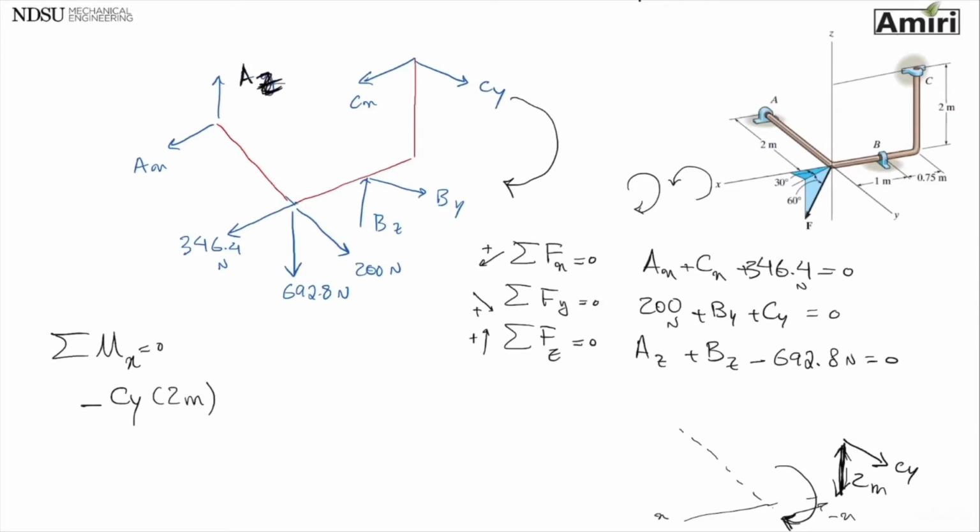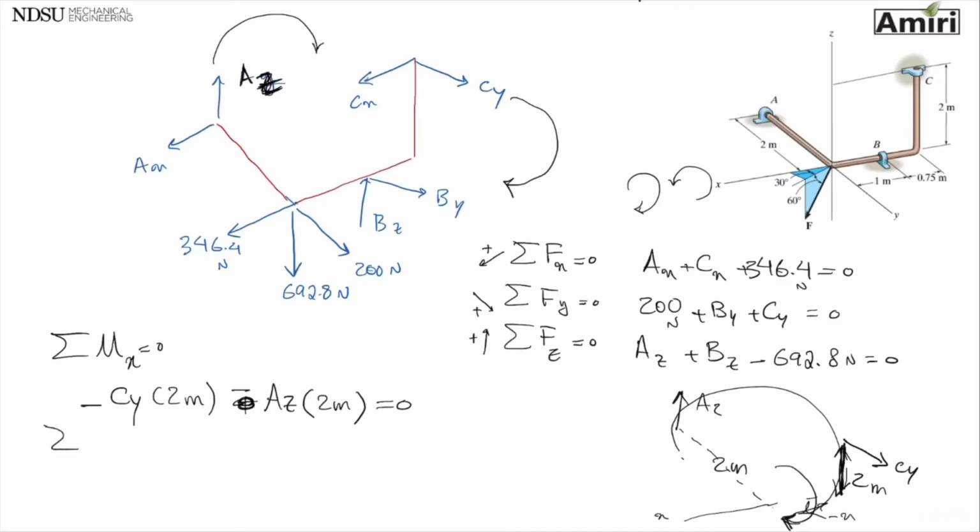CY is one of them, AZ is the other one. AZ is trying to rotate this whole thing also about the x-axis. And the distance between AZ and the x-axis is also 2 meters. And that one is also negative. Oh, they're the same direction. Sorry.